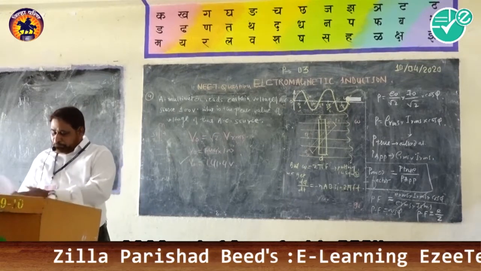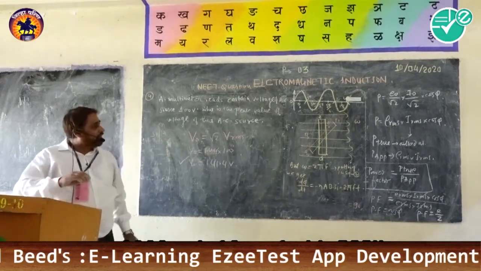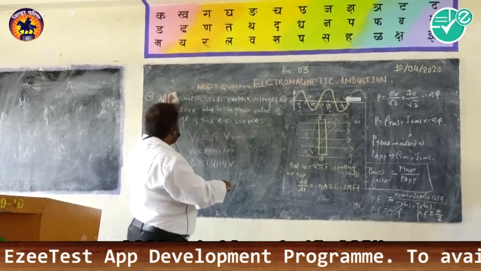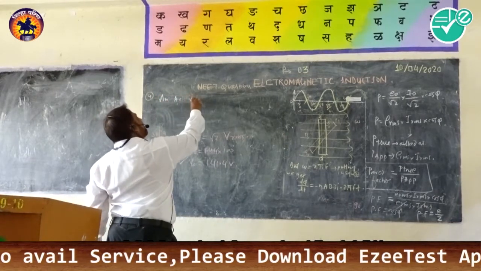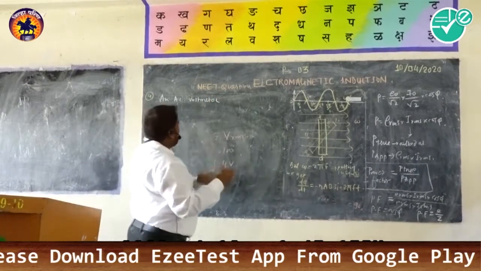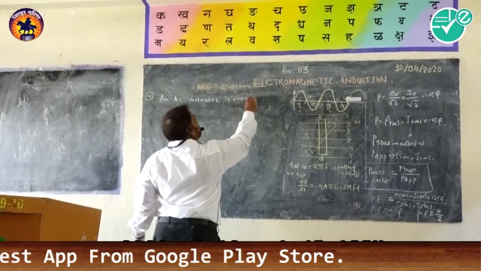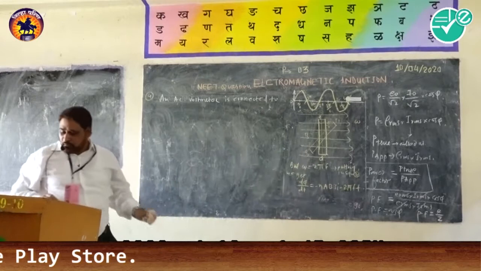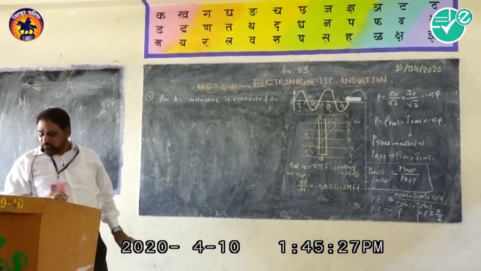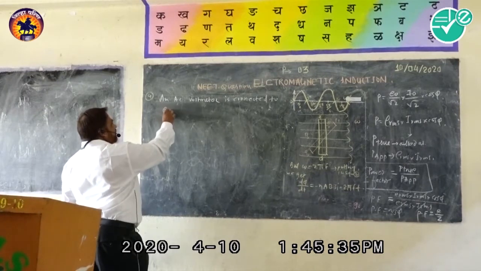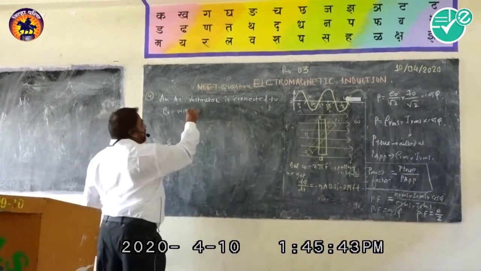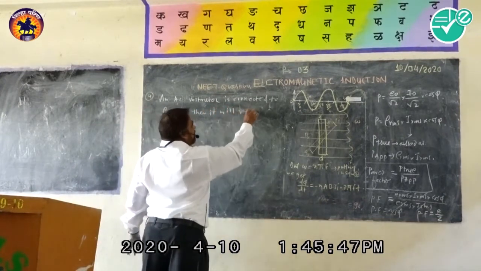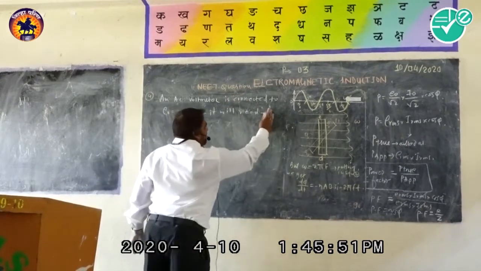An AC voltmeter is connected to a source of an AC voltmeter instead of multimeter. An AC voltmeter is connected with a source of E0 is equal to some volt, then what will it read? What it will read is the question.